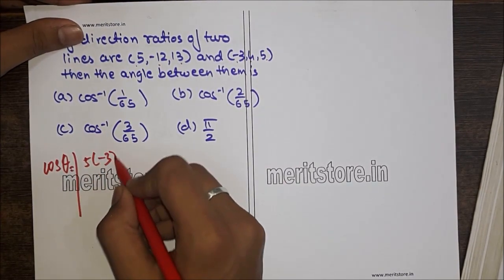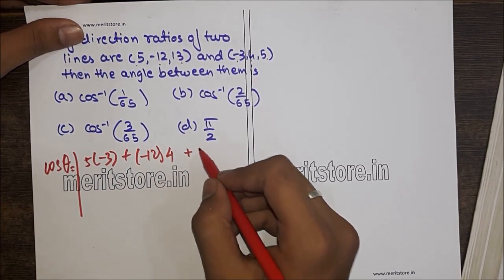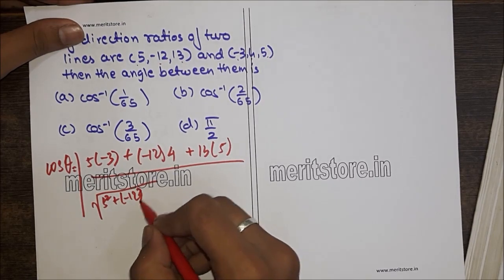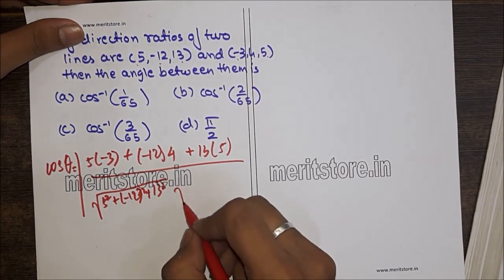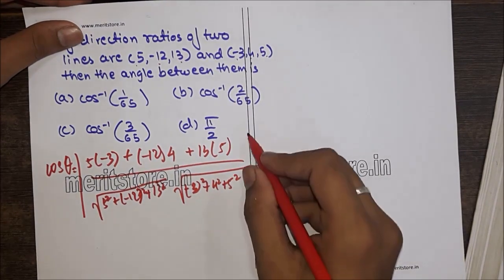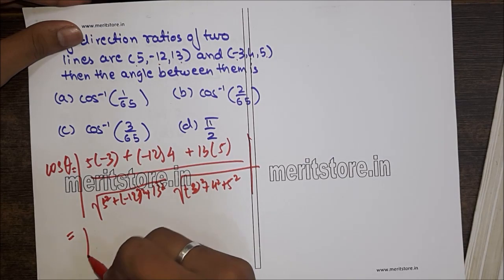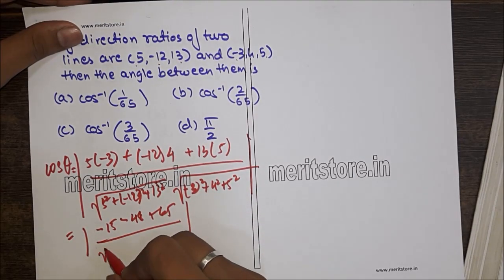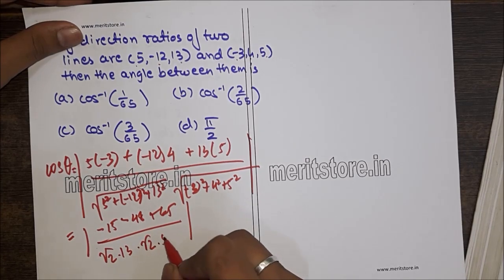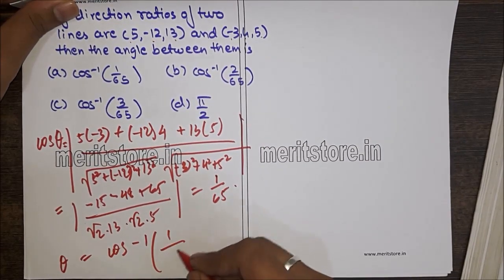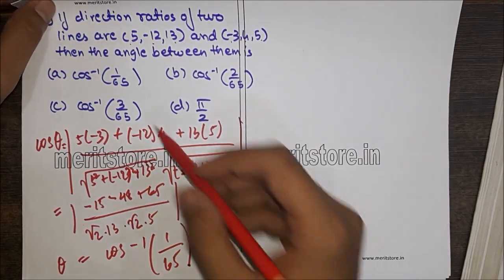Cos theta would be 5 times minus 3 plus minus 12 times 4 plus 13 times 5 divided by root of 5 square plus minus 12 square plus 13 square into root of minus 3 the whole square plus 4 square plus 5 square. Here, further simplifying, we will get minus 15 minus 48 plus 65 over root 2 times 13 into root 2 times 5. The answer is 1 by 65. So theta would be cos inverse of 1 by 65. So the correct answer is option A.